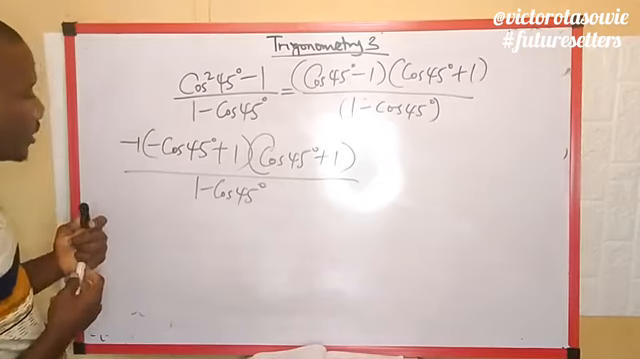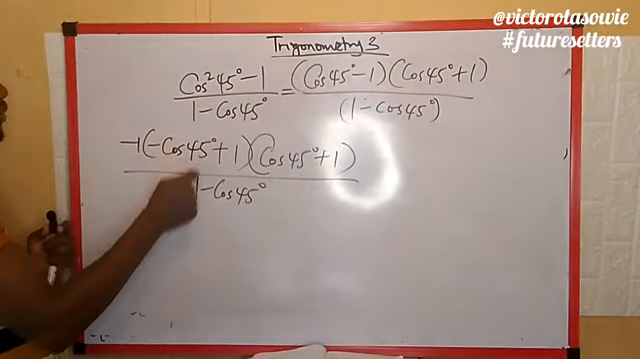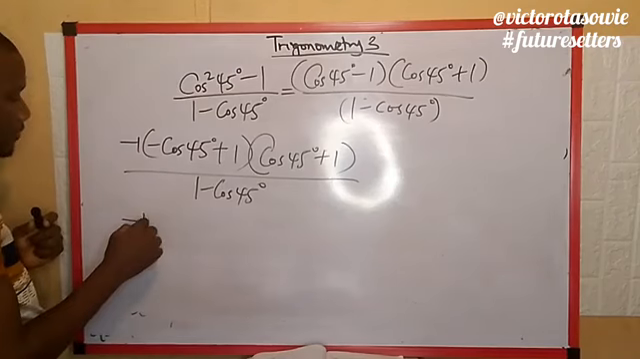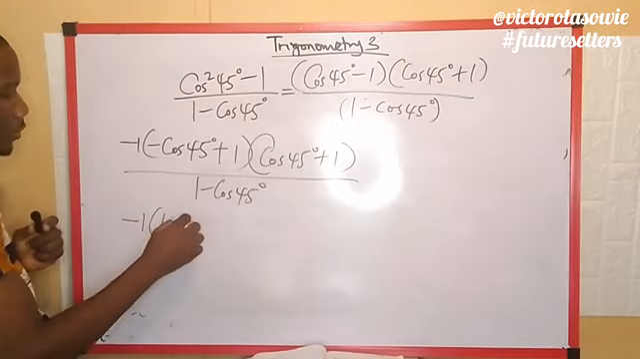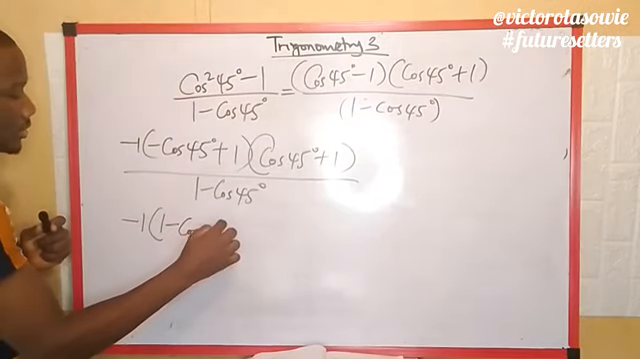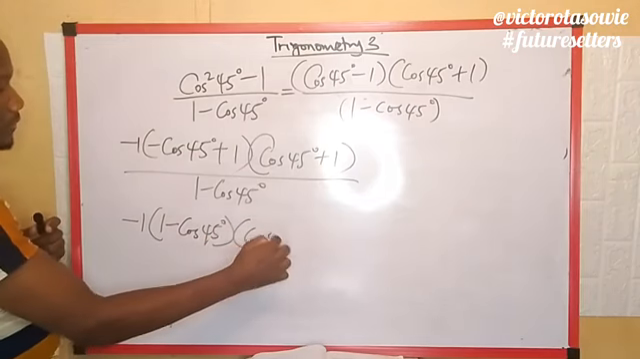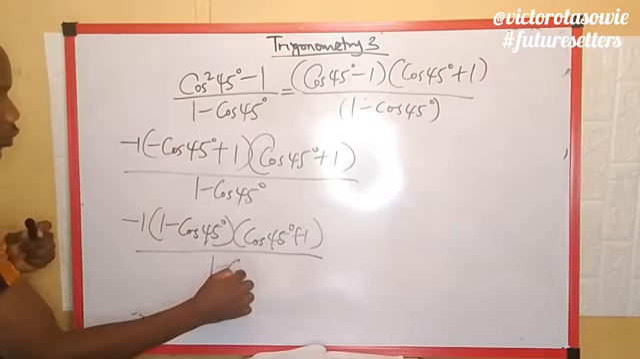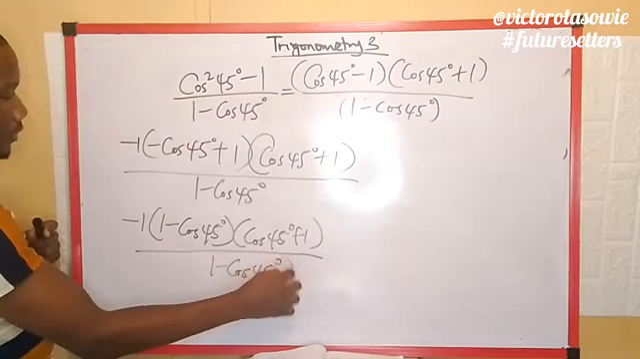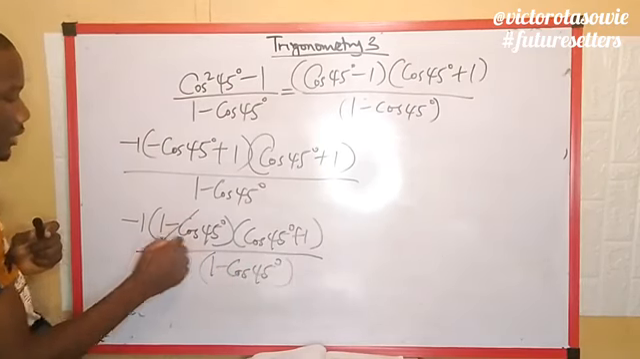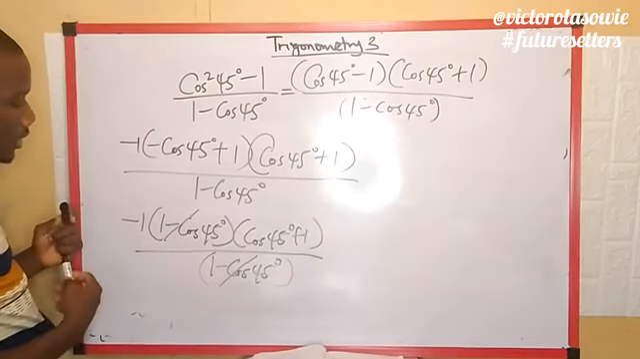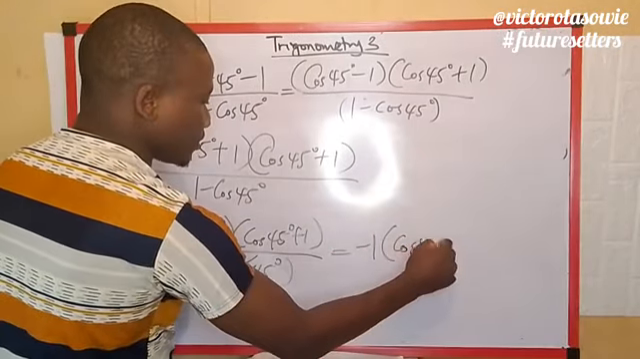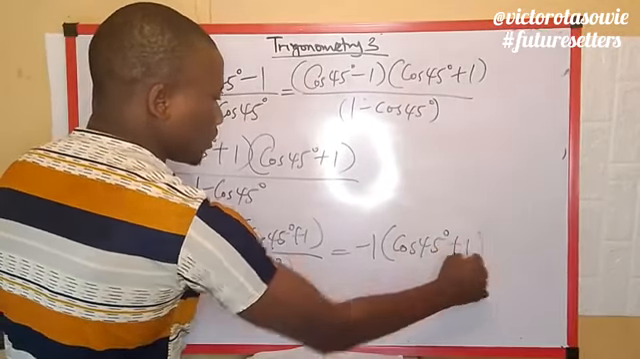So what do you do next? You bring this one forward, because we have 1 here, so 1 has to come forward and take this one to the other side. So you have minus 1 into 1 minus cos 45 degrees into cos 45 degrees plus 1 over 1 minus cos 45 degrees. They look similar, so you cancel out cos 45, cos 45, and now we have our answer to be minus 1 into cos 45 degrees plus 1.